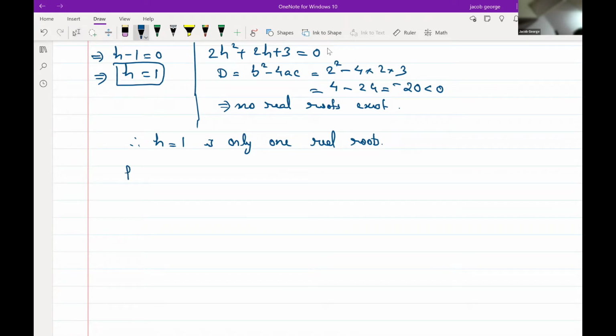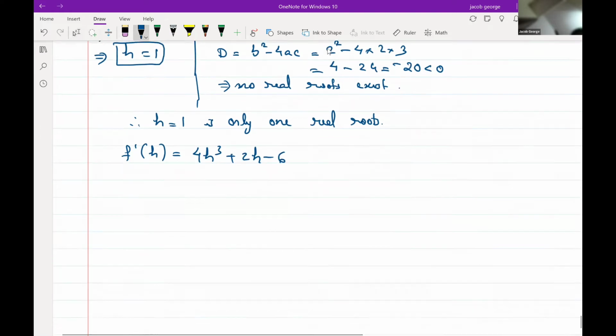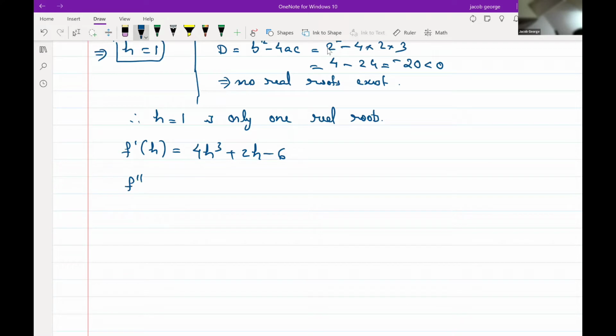I will copy f dash h. What was f dash h from the last step? 4h cube plus 2h minus 6. This was our f dash h. Next is f double dash h, the second derivative. F double dash h is 4 into 3h square, that is 12h square, plus 2, equal to 12h square plus 2. This is f double dash h.